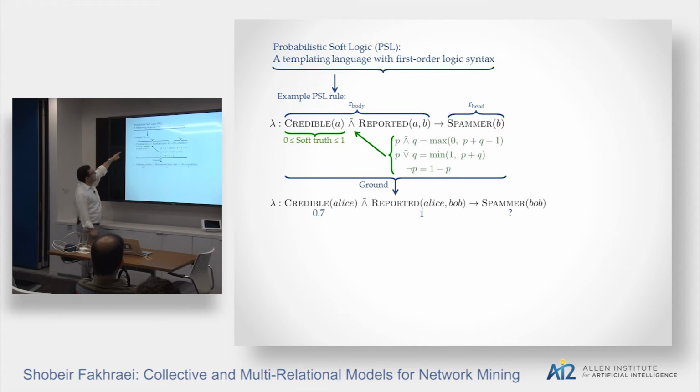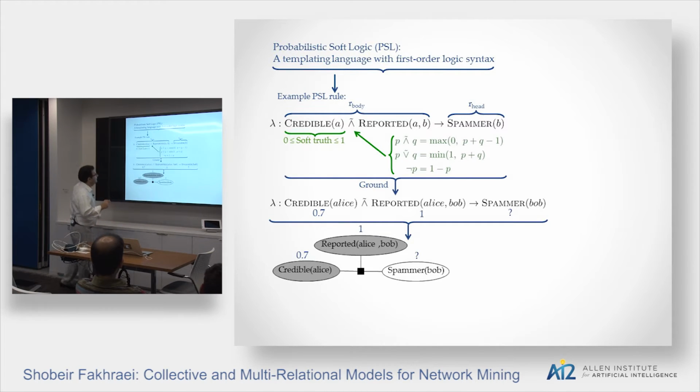This template gets grounded with data. For example, the data is Alice and Bob. So we know the credibility. Let's say we know the credibility of Alice is 0.7 from somewhere. We know Alice reported Bob, so the value of that is 1. Well, we want to infer what's the value of Bob being a spammer. And this will ground some part of the model and connects the credibility of Alice and Alice reported Bob, and Bob being a spammer.